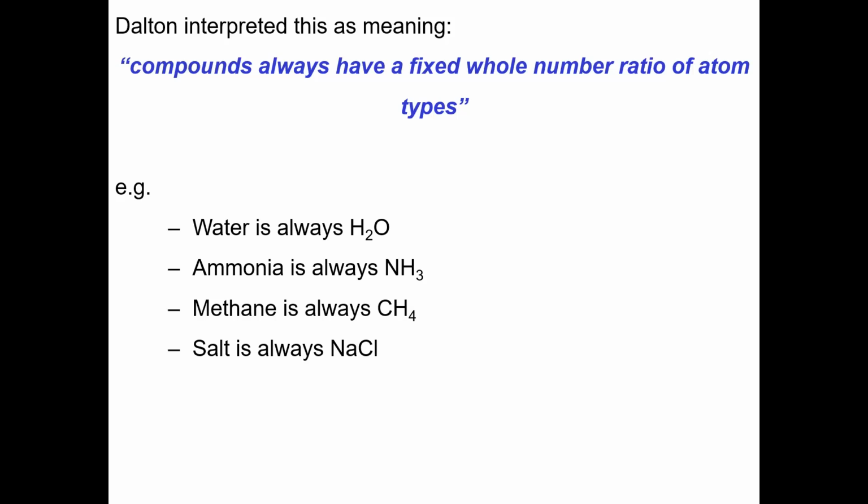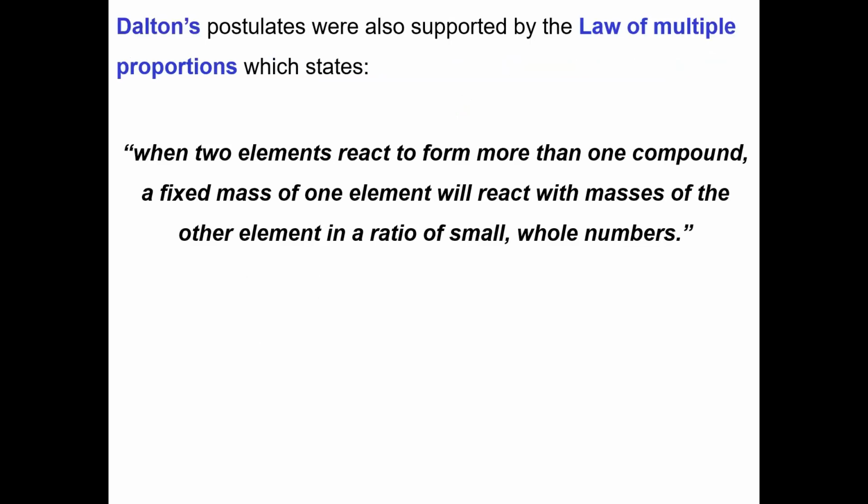Ammonia will always have the formula NH3. Again, if it doesn't, it's not ammonia. Methane is always going to be CH4, and salt will always be NaCl, and any other ratio of the atom types indicates another compound.